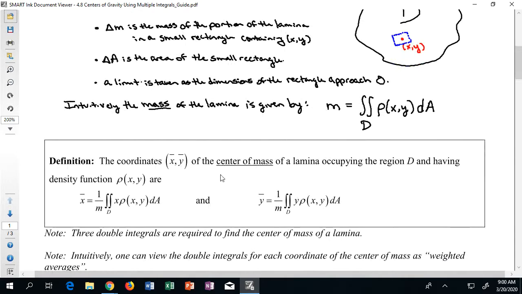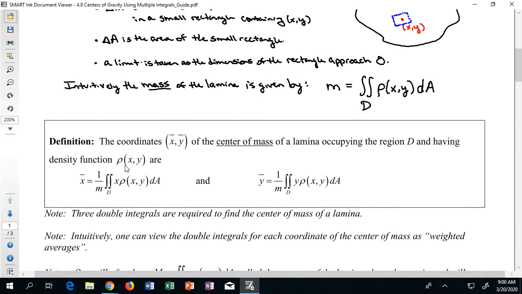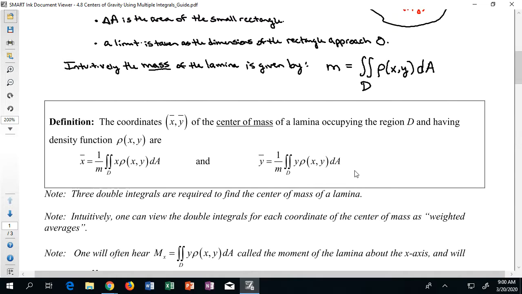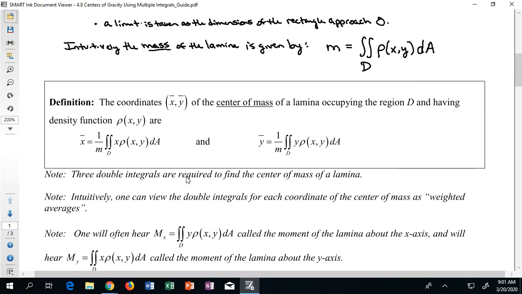So when I find the center of mass, I have these coordinates, x bar comma y bar. And as long as I have a density function given by this rho, these would be formulas that would allow me to compute the center of mass. I can see that if I know 1 over the mass, I can multiply it by the double integral of x times my density. And if I want the y coordinate for the center of mass, I do 1 over mass times the double integral of y times the density function. As I state down here, 3 double integrals are actually required, because I have to do 1 double integral for each of x bar and y bar, but then also for the mass itself.